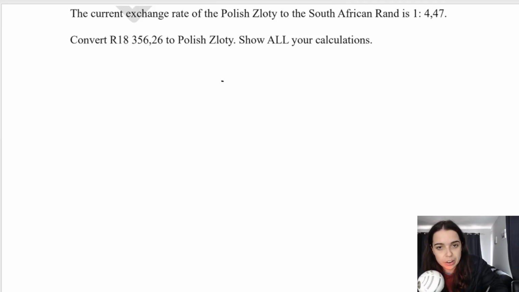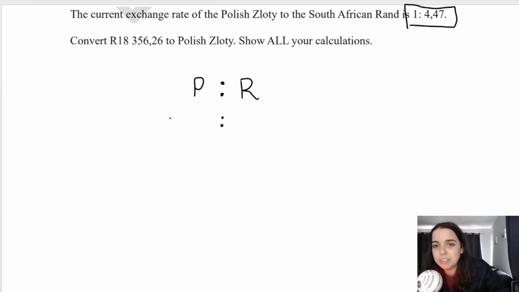Now, how I do currencies, or exchange rates, is as follows. You write your two currencies. So we've got the Polish currency to the South African rand, and they tell me this is the exchange rate. Because they mention the Polish currency first, it means that the 1, the first number in the ratio, belongs to the Polish currency. So under P, write 1, and under R, write 4.47.